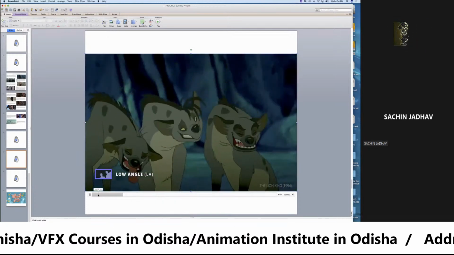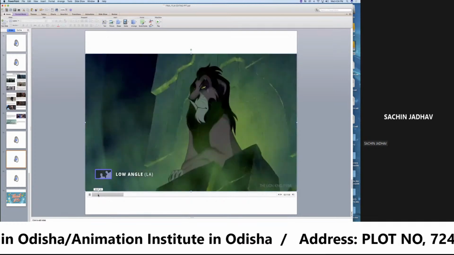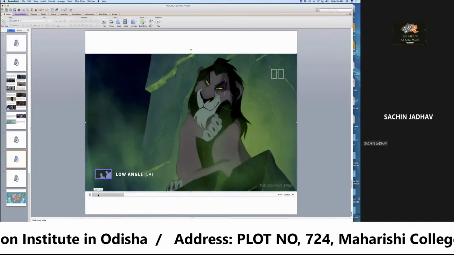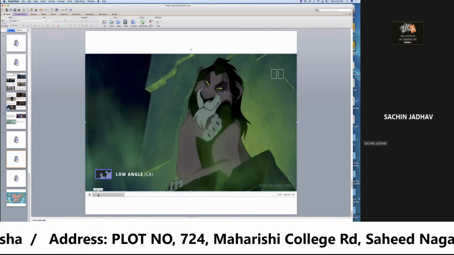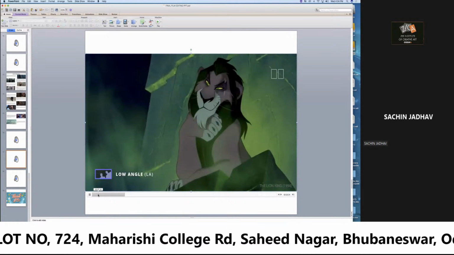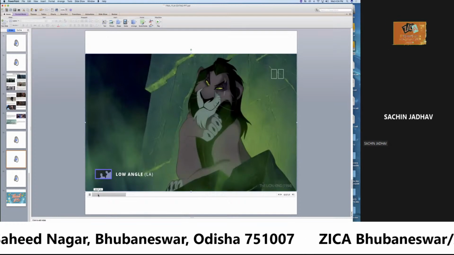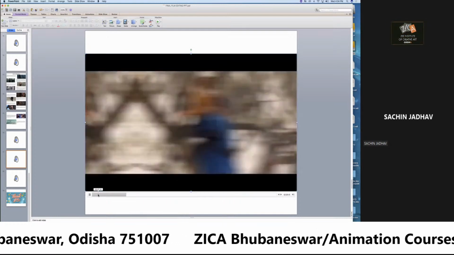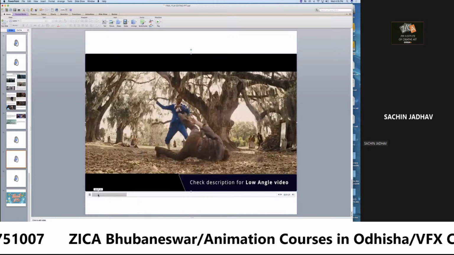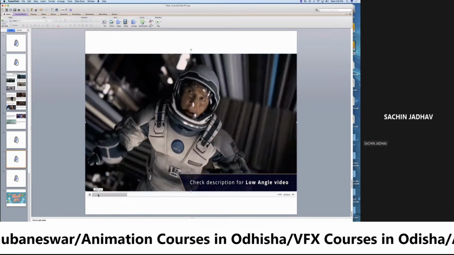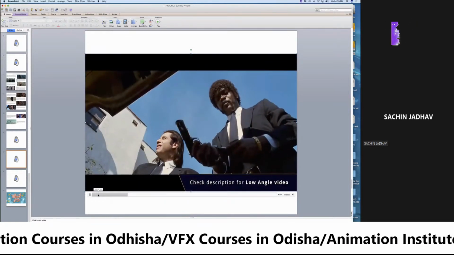Consider this low angle shot of Scar. Everything about this shot spells villainy. The color, the smoke, the darkness, the expression. But it is the low angle that brings it all together. For more on the low angle shot, check the description for our video where we break down how to use a low angle in more detail.